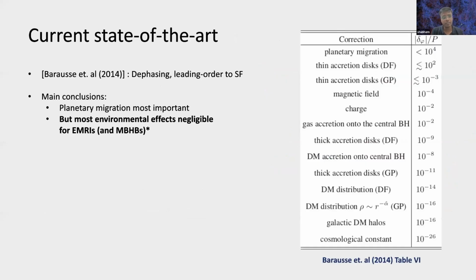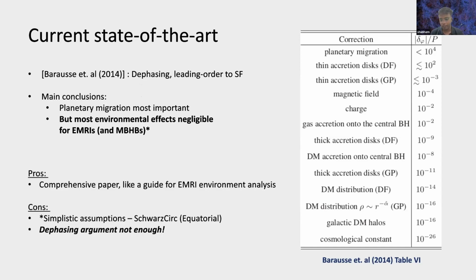So what is the current state of the art here? It's given by a study by Enrico Barausse et al. in 2014. This was a purely dephasing-based analysis, leading order in the self-force. The main conclusions, although it's a very long paper, about 72 pages or so, are that if there is any important environmental effect, it has to be the planetary migration effect, based on a purely dephasing argument. As you can see, it introduces the largest dephasing effect when compared to the purely GR trajectory of the secondary's orbit. However, more importantly, it concludes that most environmental effects would be negligible for extreme mass ratio inspirals. So the story should end there, but as you'll see in the next few slides, and as I will argue, this is probably something to be taken more skeptically than is presented in the paper.